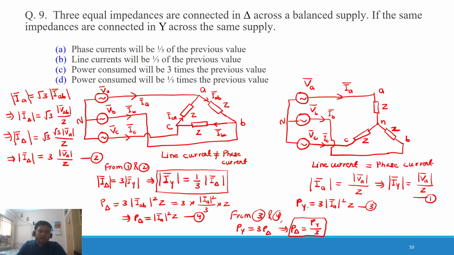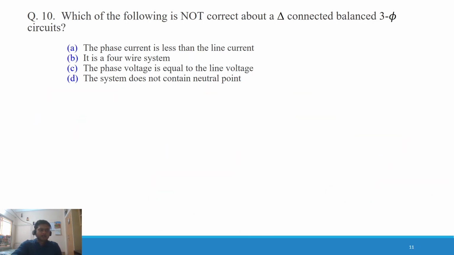So what will be the correct option for this question number 9? The line currents will be one third of the previous value and power consumed will be one third of the previous value. Now let us see the next question. The next question is: which of the following is not correct about delta connected balanced three-phase circuits? If you have an idea about star connected and delta connected systems, and balanced and unbalanced systems, you can easily find the correct option for this question.